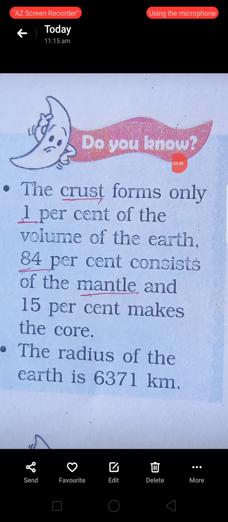Do you know, dear students, the crust, which is the upper layer of the Earth, forms only 1% of the volume of the Earth. 84% consists of the mantle and 15% makes the core. The radius of the Earth is 6,371 kilometers.